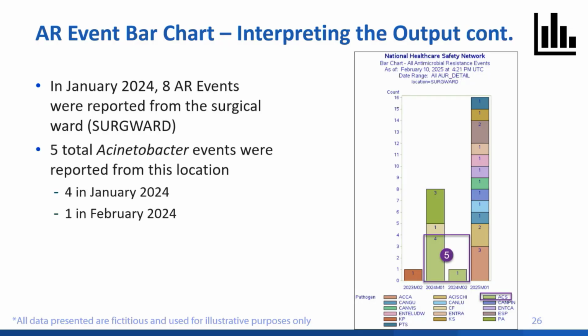At the bottom of the chart, you can see a pathogen legend where each pathogen corresponds to a specific color. NHSN uses pathogen codes, which are abbreviations for pathogens for display purposes because you can't use the full name. It'll just get too clunky. For example, this light green color represents ACS, which stands for Acinetobacter species. There were 5 total Acinetobacter species events reported from the surgical ward location. 4 of those were from January 2024, and 1 was in February 2024.